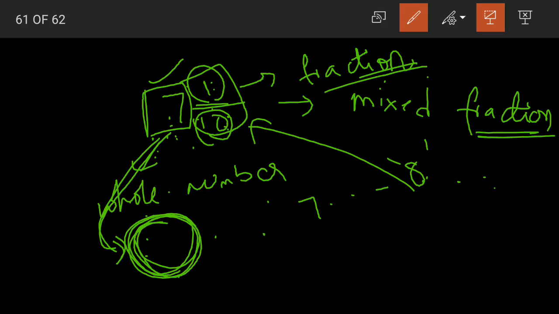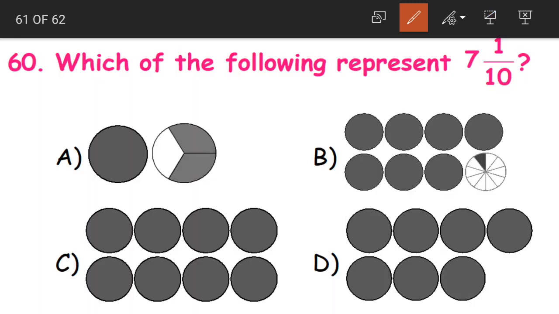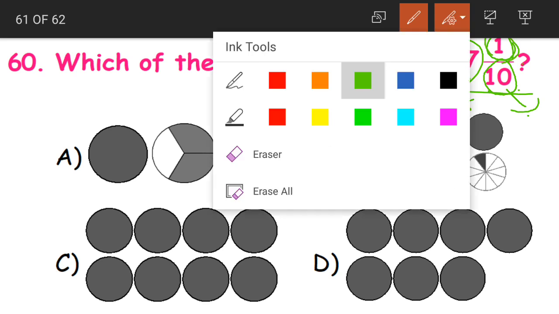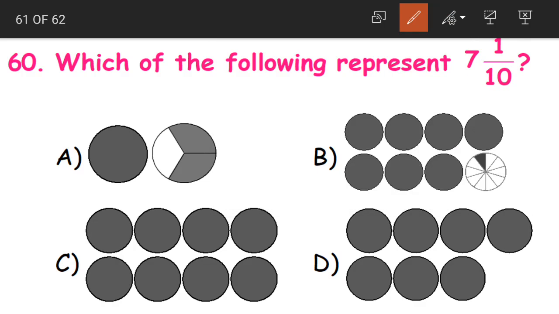This 8th part is not a whole. It is divided into how many parts? The denominator is 10. So that means that it is divided into 10 parts. And the numerator is 1. That means only one part is shaded. Understood how to break down this mixed fraction? We are having 7 completely shaded wholes, and the 8th one is divided into 10 parts, out of which one is shaded. Now just by looking at these options, we can say that option B is our correct answer.